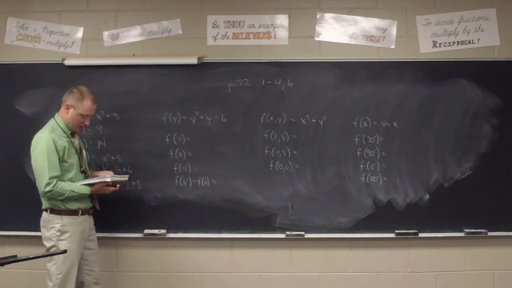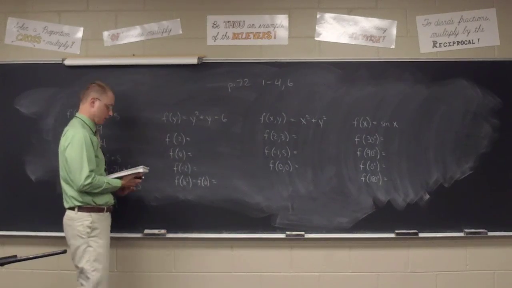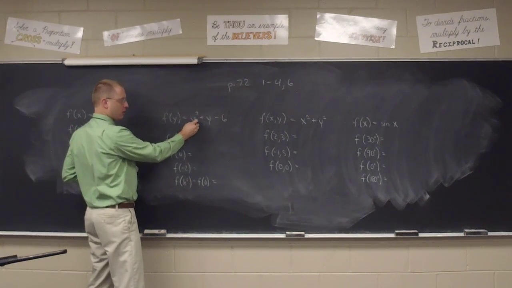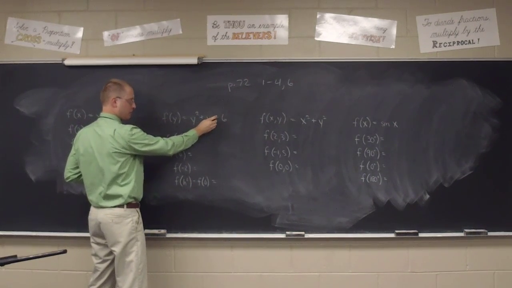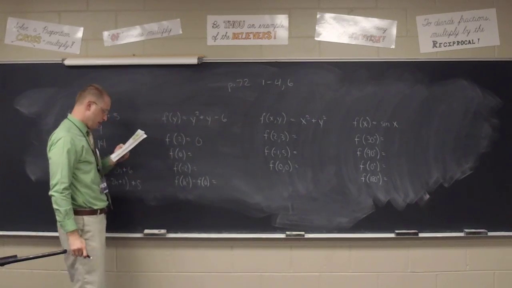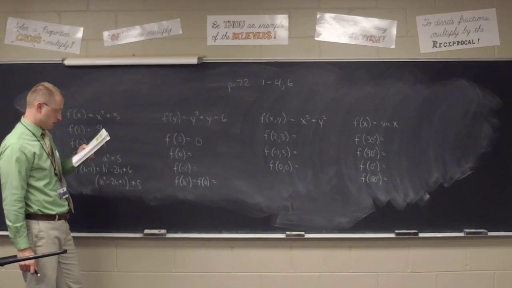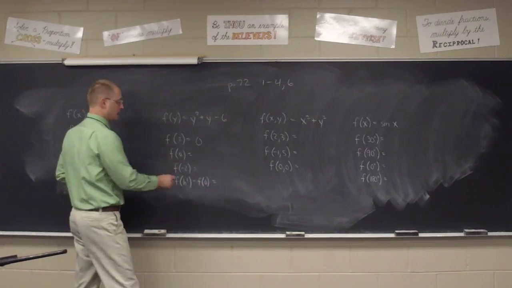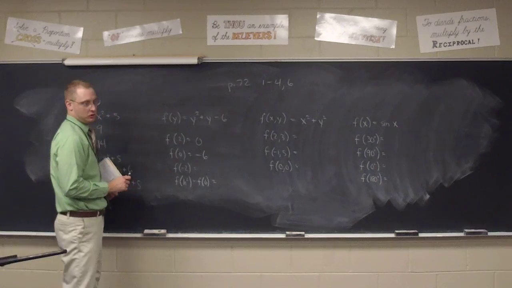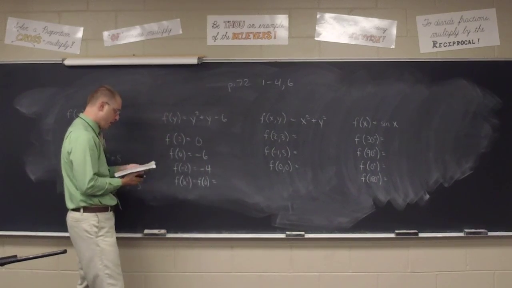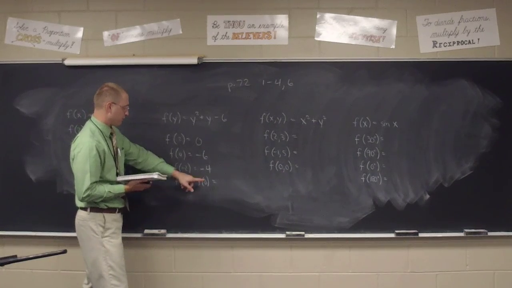Let's go back to Ethan for redemption. F of 2. I got 4. All right, so 2 squared is 4, plus 2 is 6, minus 6 is 0. Should be 0. I think I minus 2. Okay. What about f of 0, Jamie? Negative 6. What about f of negative 2, Quentin? Negative 4. And then we've got f of h squared minus f of 0.